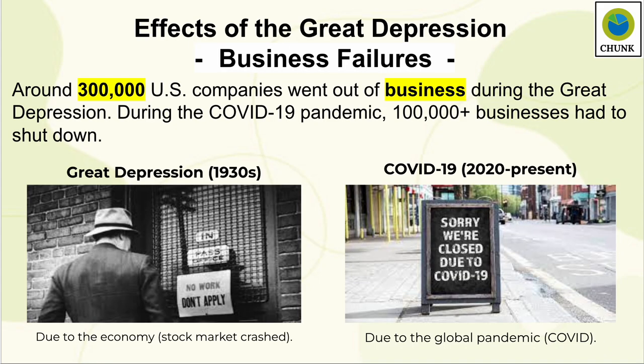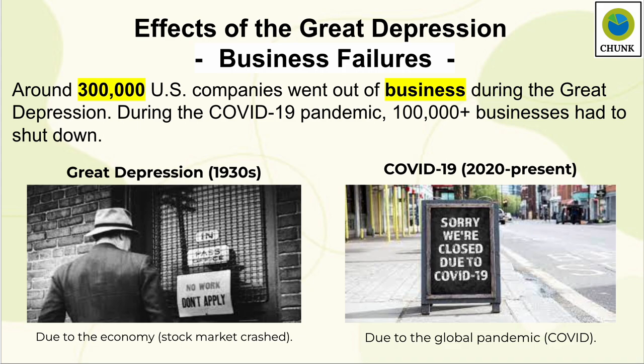Then we had a lot of business failures during the Great Depression. Around 300,000 U.S. companies went out of business during this time. And we're talking about literally any kind of business. Businesses that make things, businesses that sell food, businesses that help people with various things, or hairdressers, or whatever it might be. We're talking about all types of businesses.